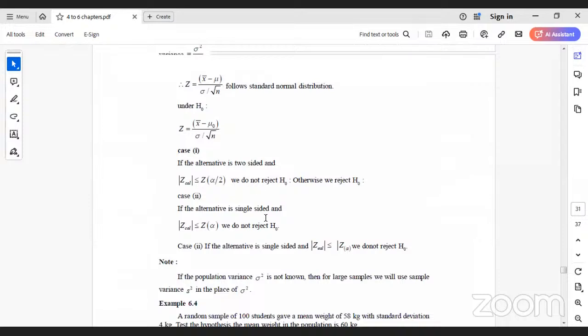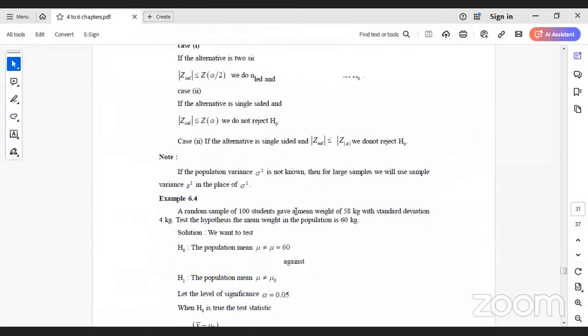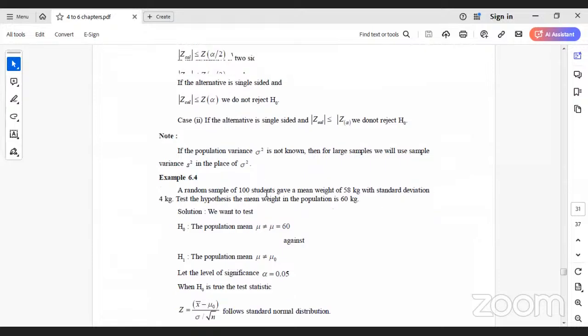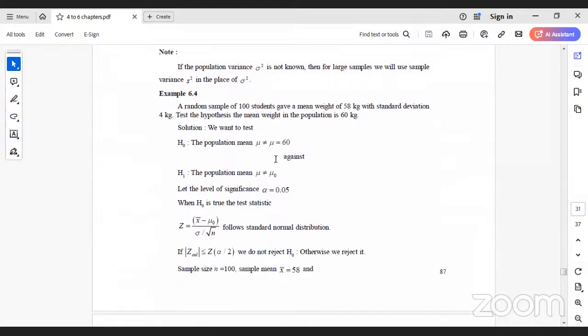If the alternative is single sided and modulus of Z calculated is less than Z alpha, we do not reject H0. If the population variance sigma square is not known, then for a large sample we use the sample variance s square in the place of sigma square. So one problem we have to do here.